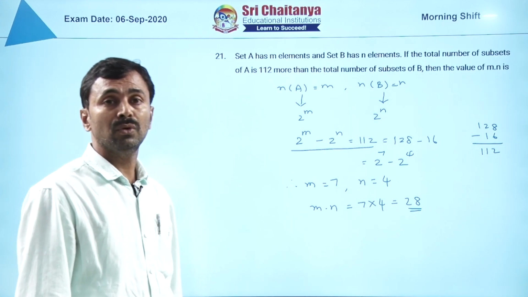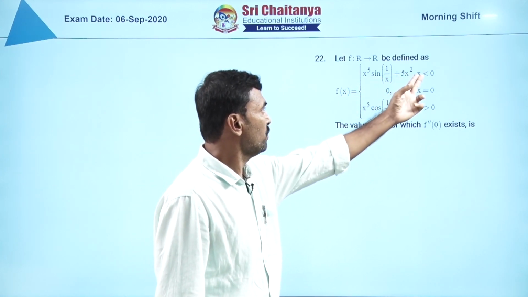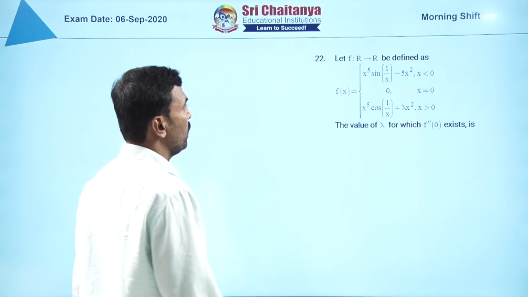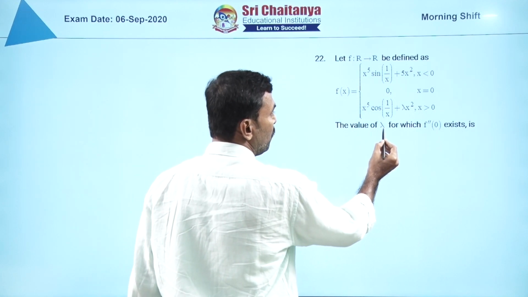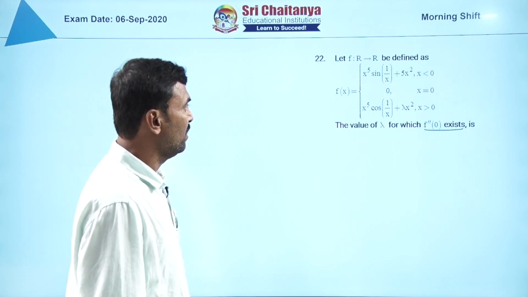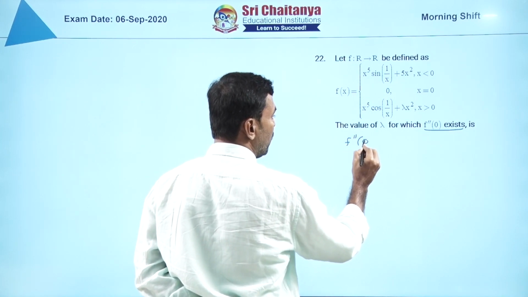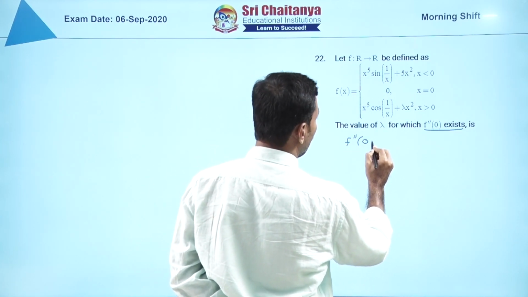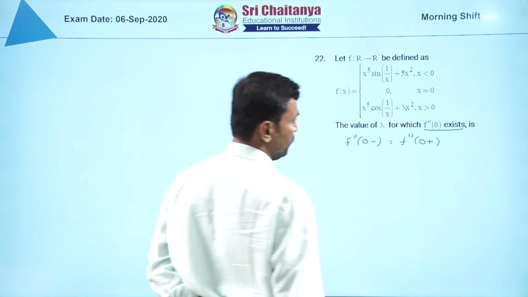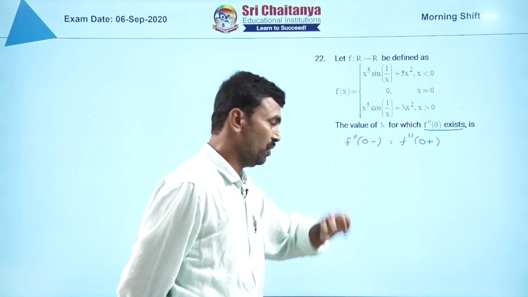So, now let us go to the 22nd problem. f x is given this much when x less than 0, and this much when x greater than 0, and 0 when x equal to 0. The value of lambda for which f double dash 0 exists. f double dash 0 exists if and only if f double dash of 0 minus is equal to f double dash of 0 plus. Now, I have to calculate f double dash of 0 minus and f double dash of 0 plus.